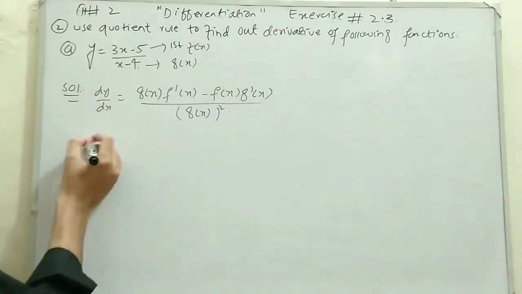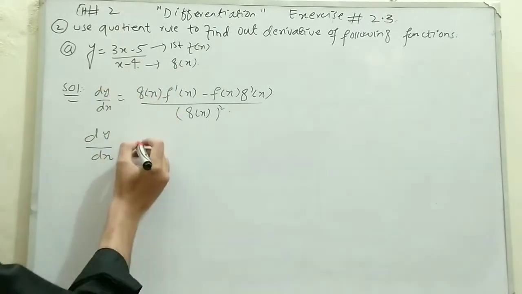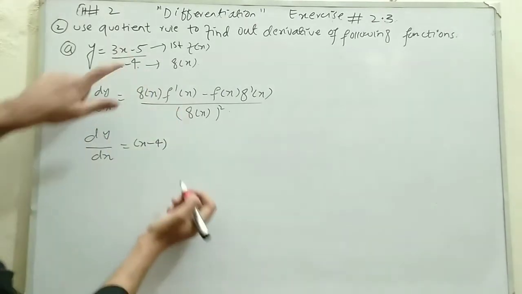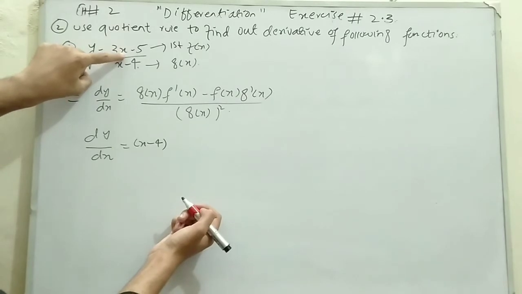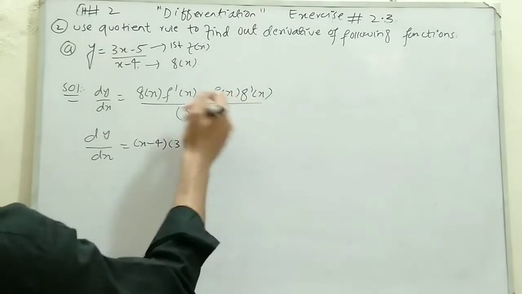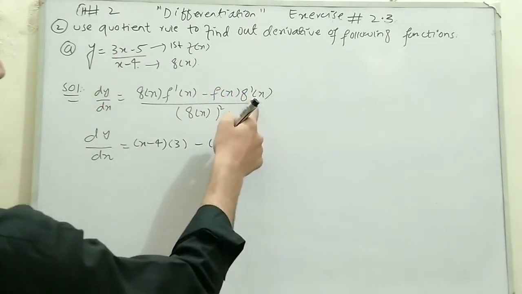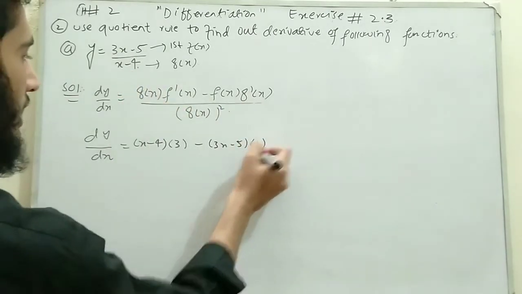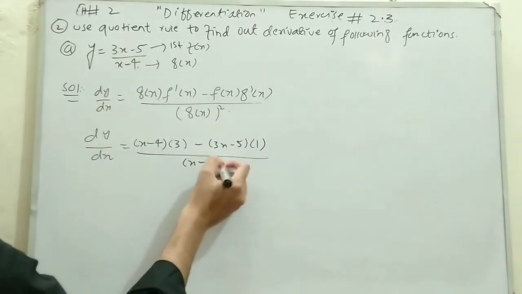So taking the derivative on both sides, dy by dx will be equal to the second function g of x, putting in the formula, multiplied by f prime of x, meaning the derivative of this function. The derivative of 5 is 0 because this is a constant, and the derivative of x is 1. So 1 multiplied by 3 gives us the value 3. And after this, minus f of x, so f of x is 3x minus 5, multiplied by the derivative of g of x. The derivative of 4 is 0 and the derivative of x is 1. And the whole divided by g of x whole square. g of x is x minus 4 whole square.